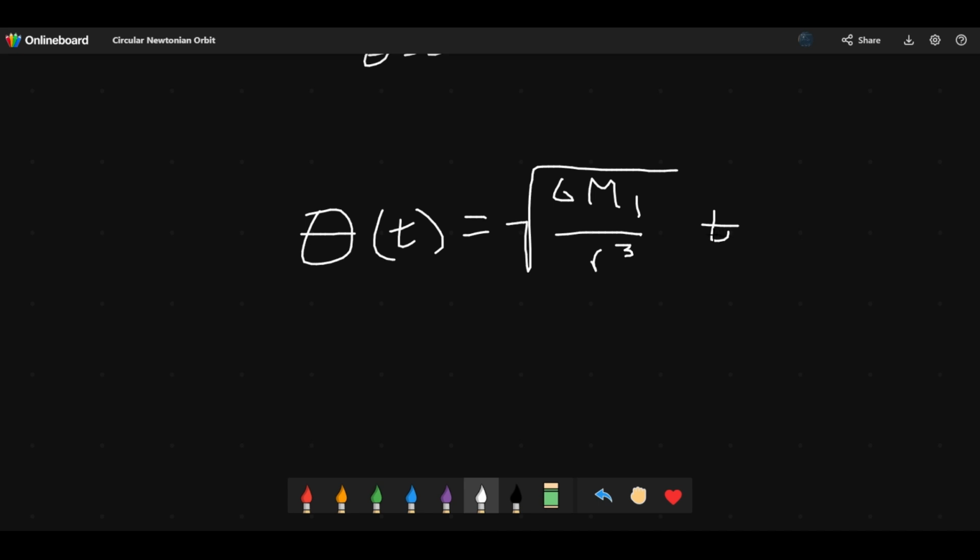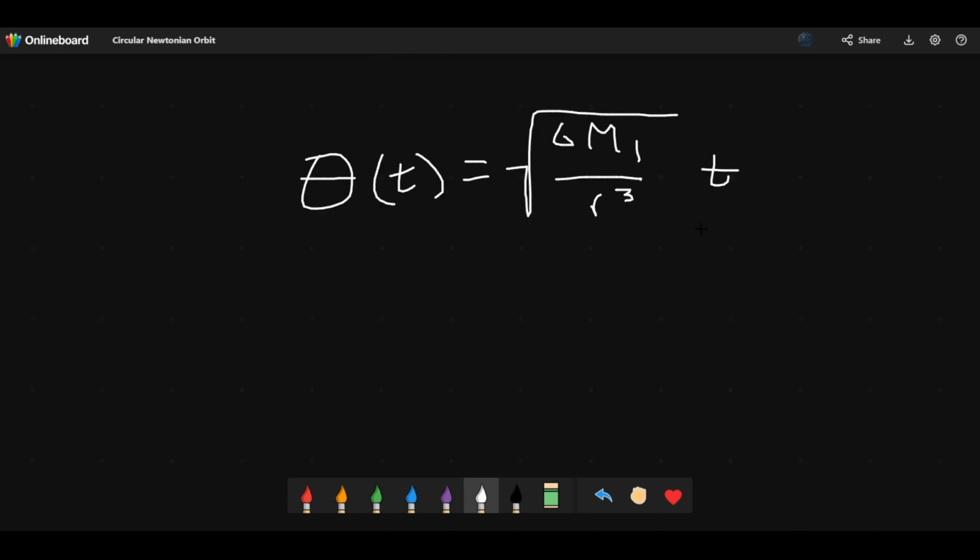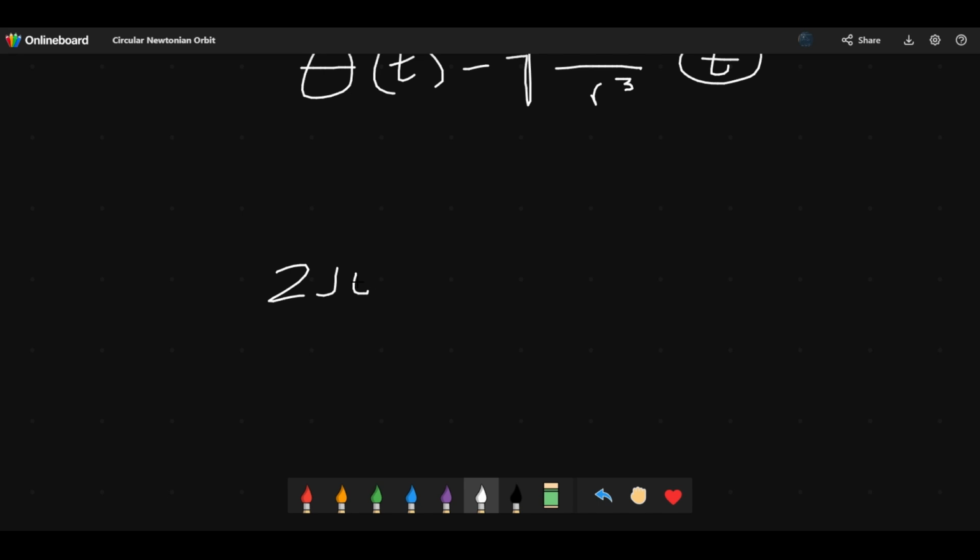Let's verify this, or let's try to solve a problem with this. To verify this equation, let's apply it to the Earth-Sun system. Let's try to solve for the time it takes for the Earth to go around the Sun, which we already know to be 1 year, which we can verify this equation with. So, for the Earth to go around the Sun, our theta needs to be 2 pi, which is 360 degrees. This is 2 pi, and we're working in radians.